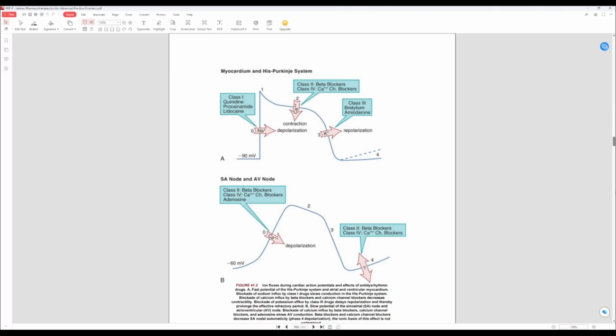So here you're taking a look at a picture of the ion fluxes during cardiac action potential. An excellent spot to hit pause if you're unfamiliar.